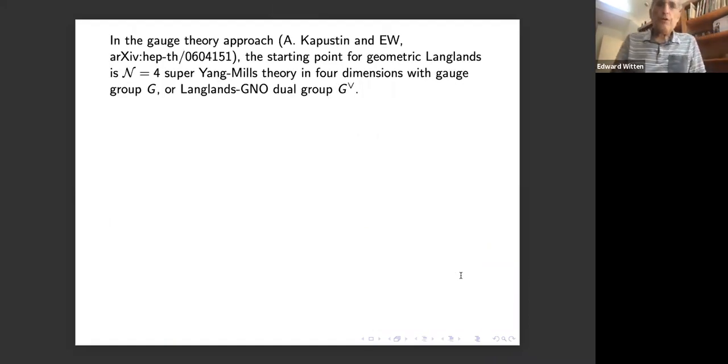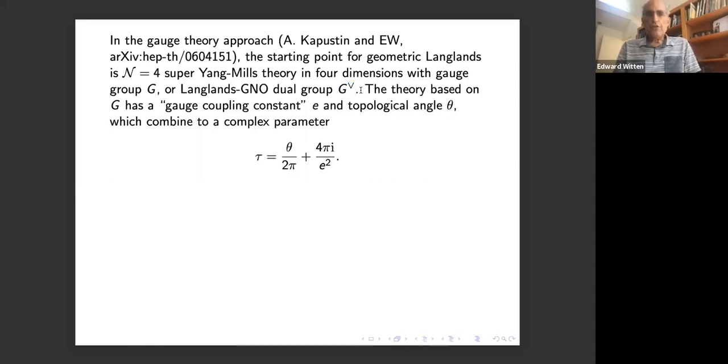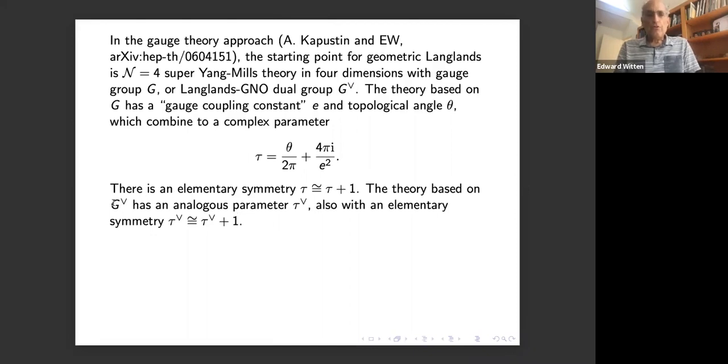So in an approach based on gauge theory, the starting point for geometric Langlands is four-dimensional maximally supersymmetric Yang-Mills theory with the gauge group G, or with the Langlands GNO dual group G dual. The theory based on G has a gauge coupling constant e and a topological angle theta. These are naturally combined into a complex parameter tau in the upper half plane. There's an elementary symmetry tau going to tau plus 1 because instanton number is an integer. And likewise, the theory based on the dual group has a dual parameter, also with an elementary symmetry.